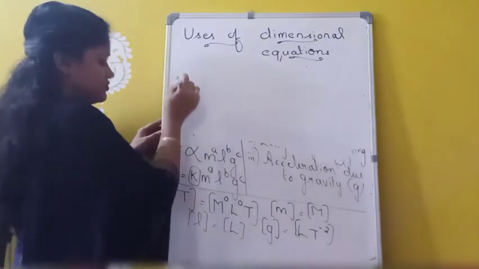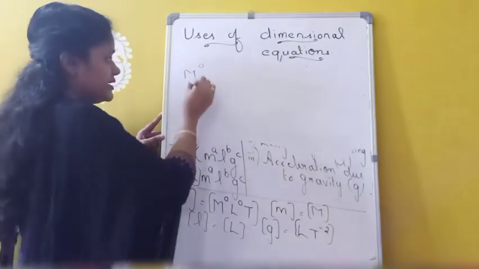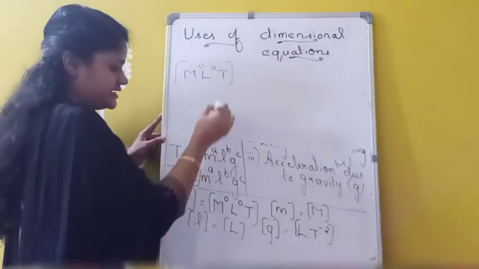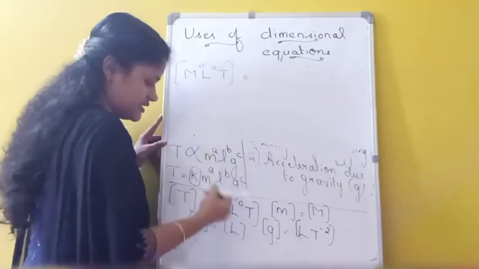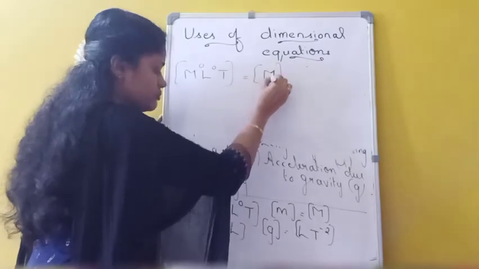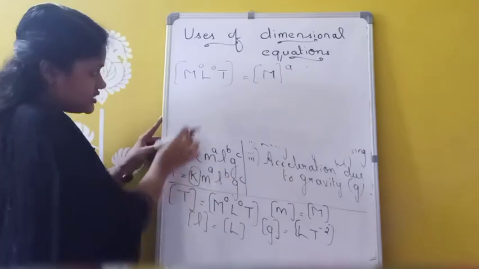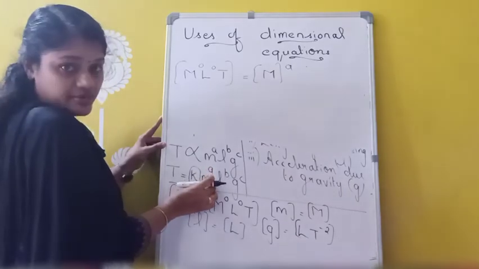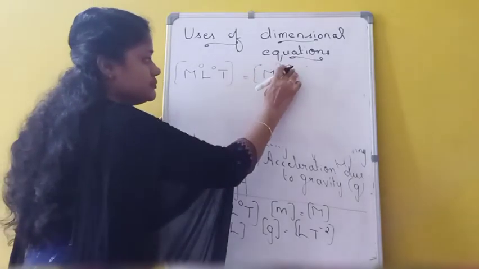That means dimension of T. What is the dimension of T here? M raised to 0, L raised to 0, T. So this is the dimension of time period. Equals, next what we have? Dimension of mass, which is capital M. What is the power for mass? a. So both sides we are taking dimensions. Dimension of T I have already written here: M raised to 0, L raised to 0, T. Next we write the dimension of mass, capital M, and the power is a. So M raised to a.